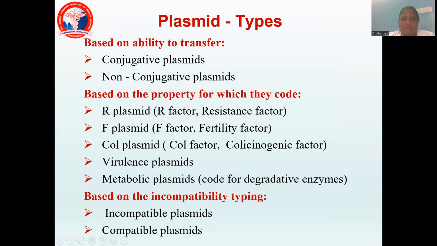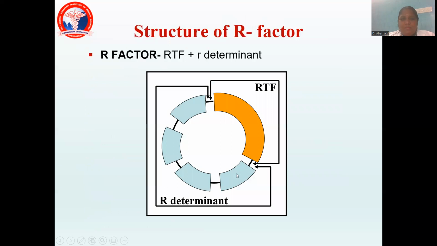code for drug resistance, F plasmid for fertility factor, Col plasmid, which codes for colicin factor, and many plasmids will code for the virulence factors of the bacteria, and many will code for degradative enzymes. And based on the incompatibility typing, we can call them incompatible plasmids or compatible plasmids.